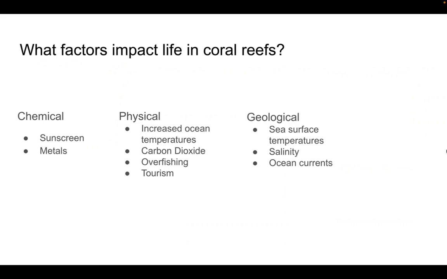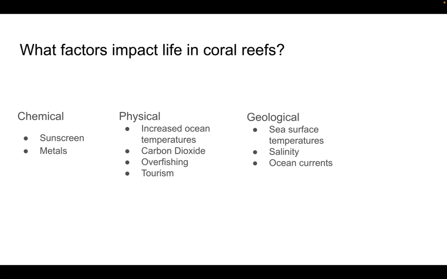What factors impact life in coral reefs? On the chemical side, we have sunscreen and metals. When beachgoers go to the ocean to swim, they may have sunscreen on in the water, and sunscreen can cause permanent DNA damage to coral. Metals such as mercury and lead, and organic chemicals, are also found in the ocean.